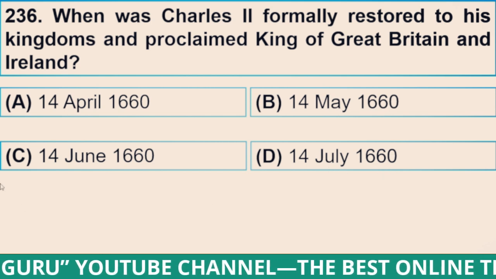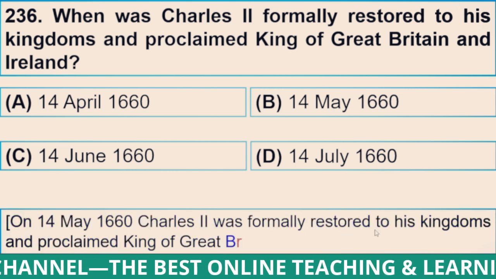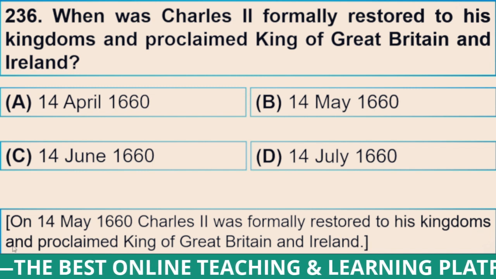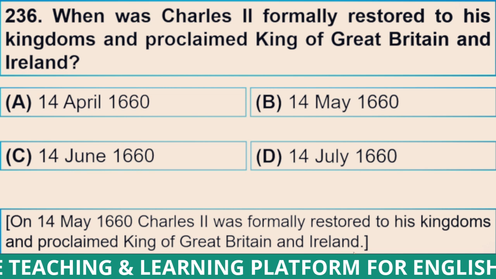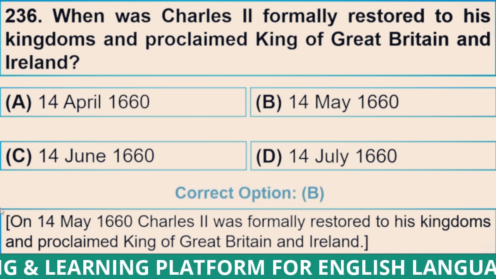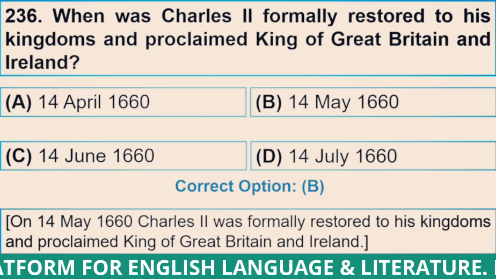On 14th May 1660, Charles II was formally restored to his kingdoms and proclaimed King of Great Britain and Ireland. Here the correct option is B, 14th May 1660. Okay, let's see the next question.